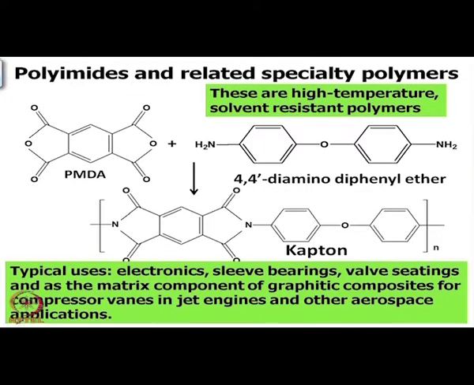So, you can understand the behavior or characteristics of this kind of polymers. So, these vanes can be made of metals. Those metallic parts are replaced by this type of composite, which is made from carbon fiber reinforced polyimide Kapton.